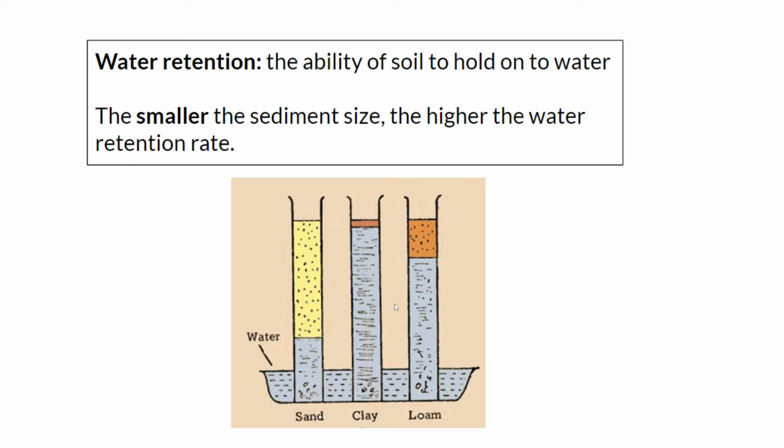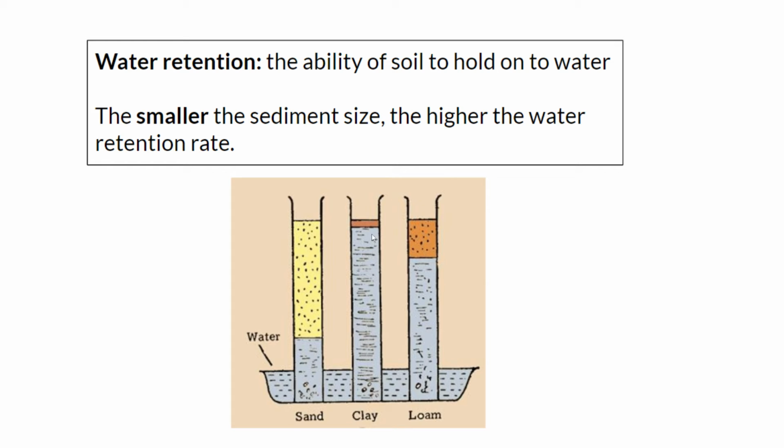And the smaller the particle sizes are in each of my tubes, the easier it will be for water to rise. So in this case, clay is actually much smaller, the sediments, than sand and loam. That's why you're noticing that the water is rising much higher in clay. And the ability of soil to hold on to that water. So when that water rises, it will stay risen because of the soil, right? And how small the sediment size is.